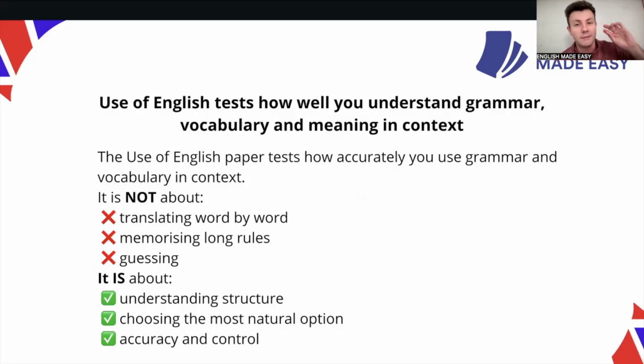Tengo dos tips que funcionan bastante bien para tener tu foco ahí. And choosing the most natural option, accuracy and control. By accuracy, in part four, if it says Jose, you have to put Jose, not he, not she. Si pone el nombre, tú pones el nombre. Si pone el pronombre, I, you, he, she, pones el pronombre.